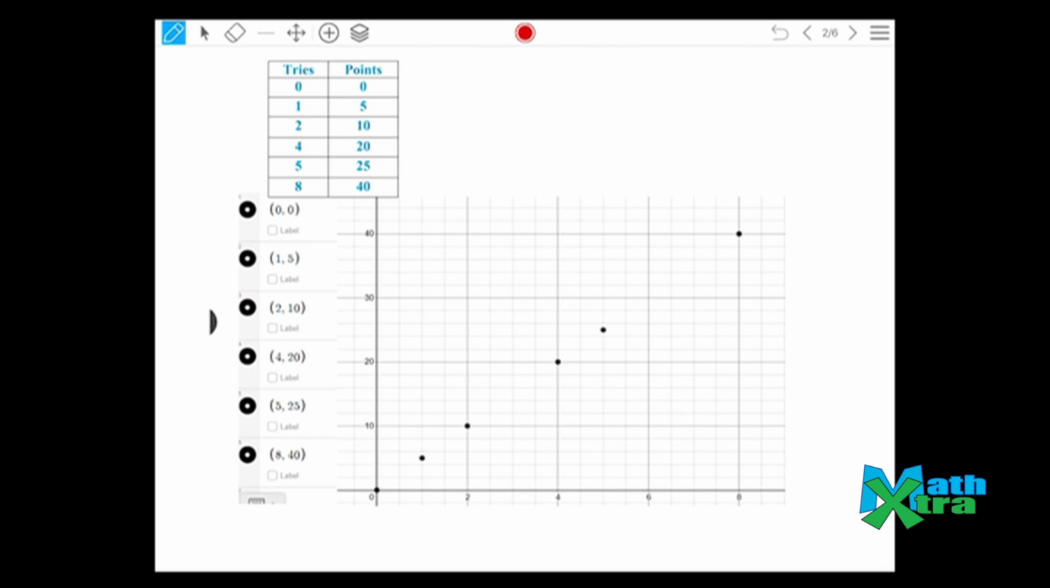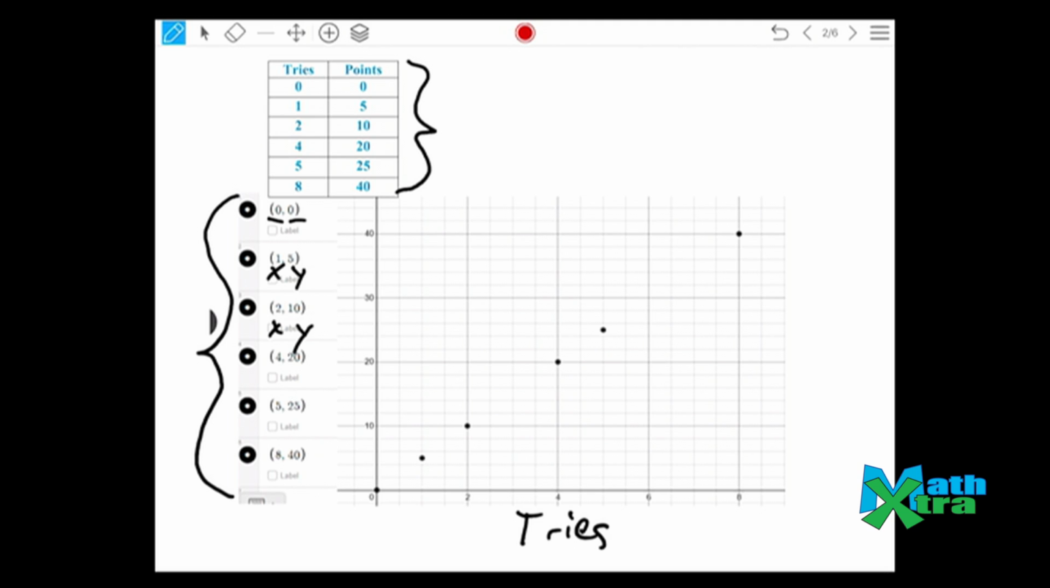Luckily enough, I prepared this graph before we started, kind of like one of those cooking shows. And we can see there's our exact same table as the last slide, a little neater because I typed it instead of wrote it. But here, you can actually see the coordinate points. So x equals 0, y equals 0. X equals 1, y equals 5. X equals 2, y equals 10, and so on. The x-axis represents the number of tries that were scored. The y-axis represents the number of points.